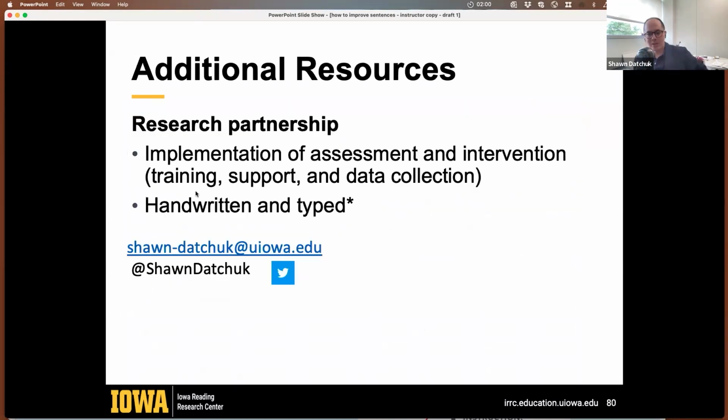Now, that's all I had for today, and I'm more than happy to continue this as an ongoing conversation. Again, I can't thank you all enough for wanting to learn about how to support your student sentence writing. I'm happy to form research partnerships, so this would be to where I can help you implement assessment and also the intervention, training, support, data collection. I'm also working on not only having this be handwritten, but typed. So if you're at all interested in that, feel free to shoot me an email.